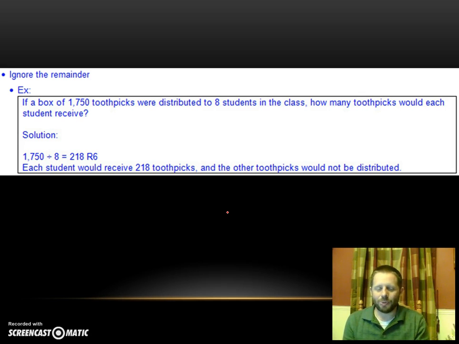Okay, so let's look at this example. It says, if a box of 1,750 toothpicks were distributed to 8 students in the class, how many toothpicks would each student receive? Well, when you divide 1,750 by 8, you get 218 with 6 remaining toothpicks left over. So each of the 8 students would receive 218 toothpicks apiece, but you would still have these 6 leftover toothpicks, which is not enough to give each student another toothpick. So in that case, you would just discard those 6 extras so that everybody could have the same amount. So we wouldn't keep the remainder in that example. We'd stop at 218.